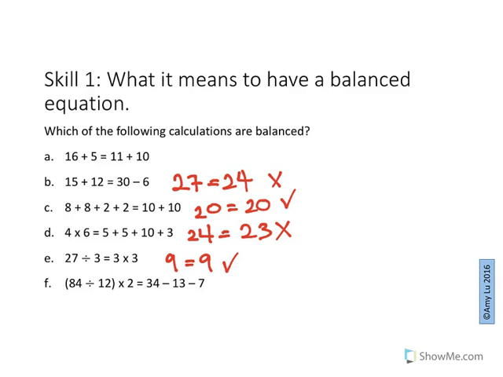Yes, this is balanced. And in F, you have to complete what's in the parentheses first. So that's 7 times 2, which makes 14. And then on the other side, you're taking 34 minus 13 minus 7, which also leads to 14. So yes, this is balanced.